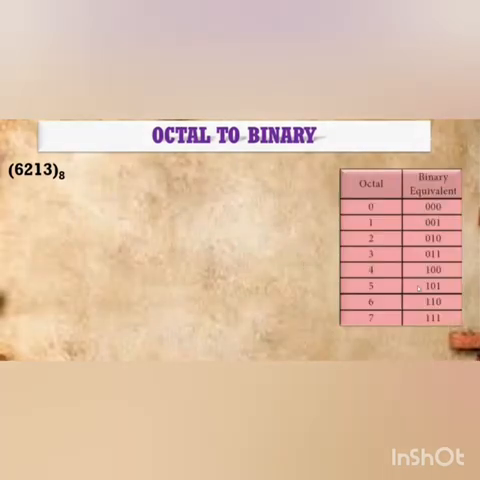Just look at the table. This shows octal numbers and their binary equivalent values. The octal base value is 8, so it starts from 0 to 7. Look at the right-hand side, the binary equivalent values are based on 3 bits. How do we get 3 bits? Octal means 8, and 2 to the power of 3 is 8. So we are using 3 bits here.